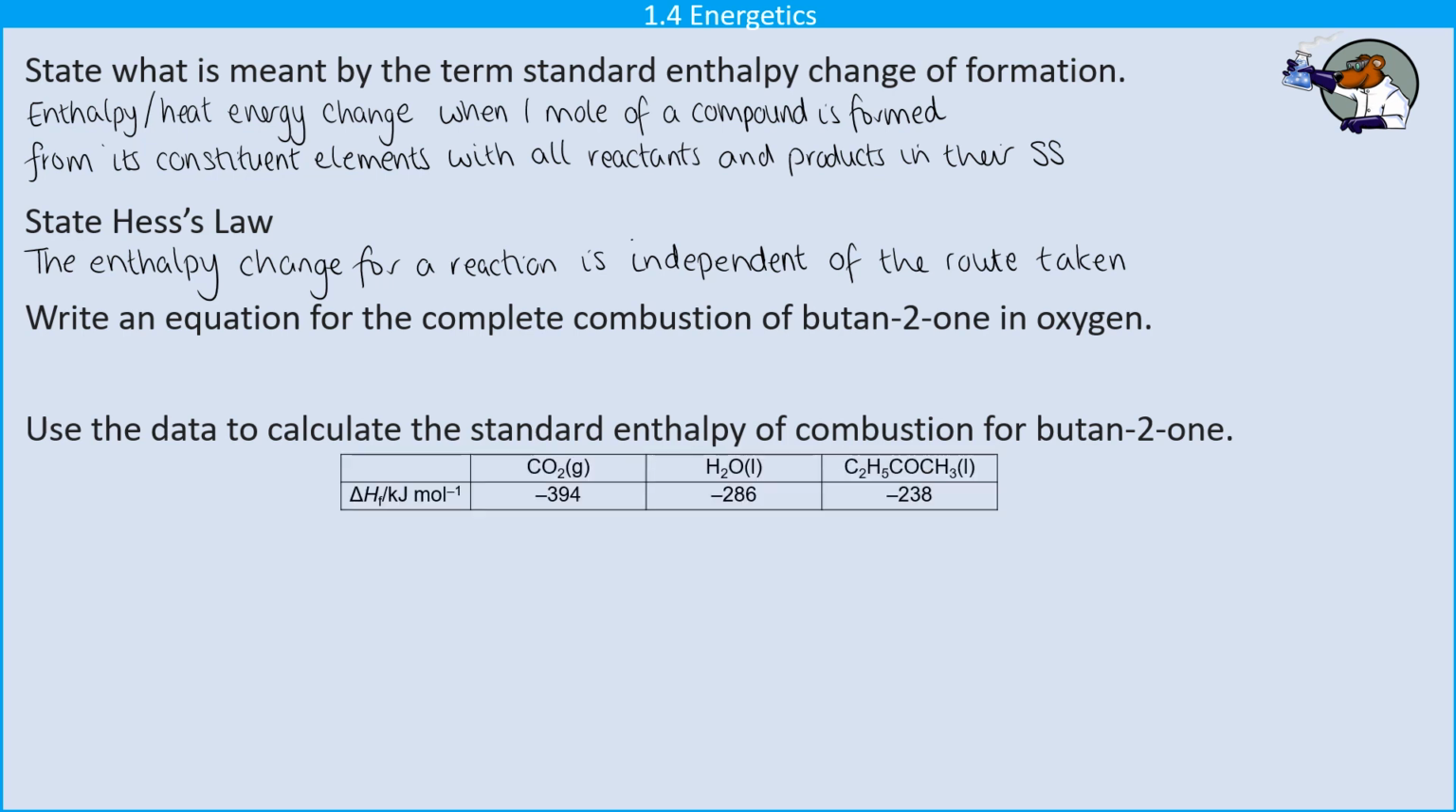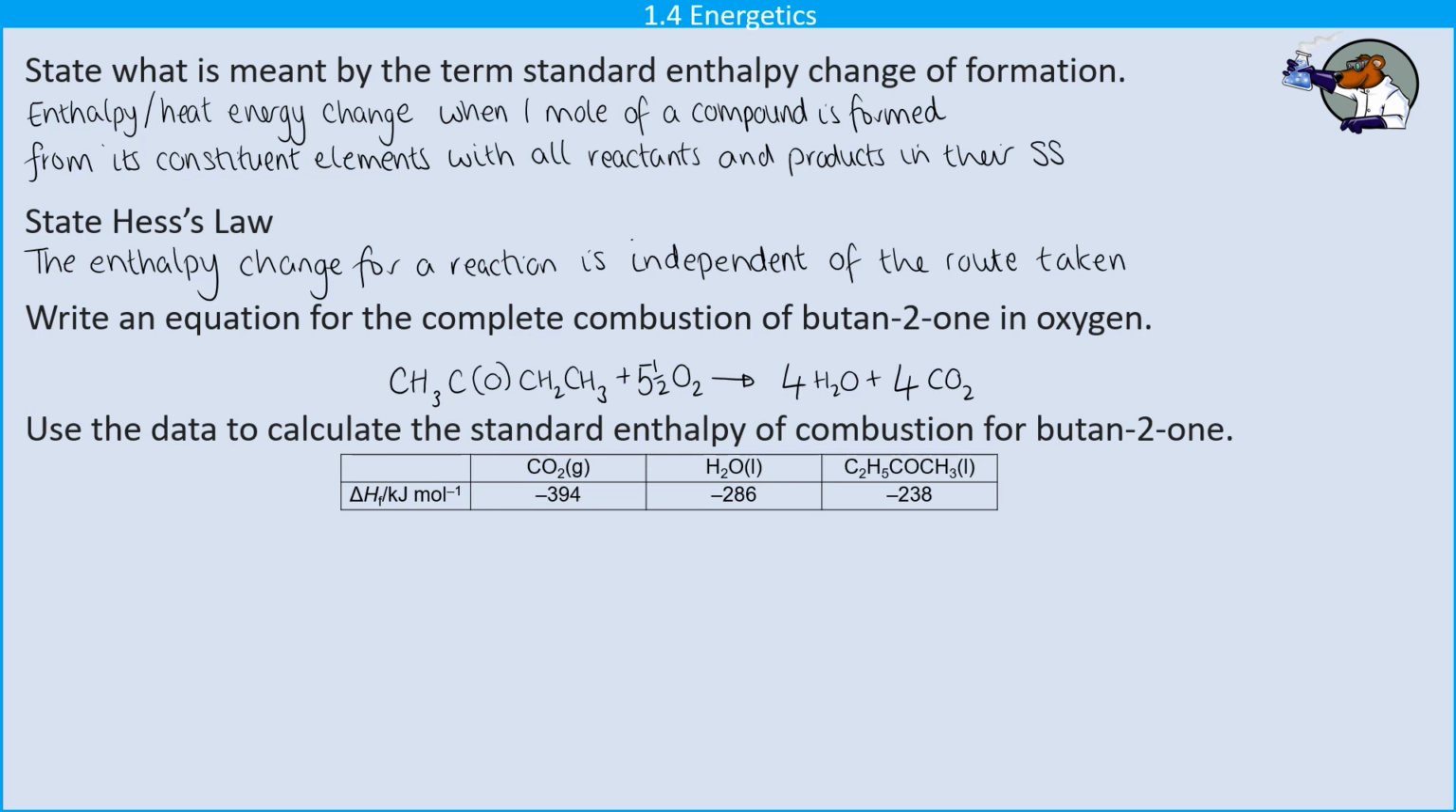The next part of the question is a straightforward 1-marker for writing an equation. So we start off with, do we actually know what the formula for butan-2-one is? And then it's obviously going to react with oxygen in order to produce water and carbon dioxide. And then that's going to need balancing. So we've got 8 hydrogens in total, so therefore we need 4 water molecules, and we've got 4 carbons, so we need 4 carbon dioxides, and then if we add up all of the oxygens, we will need 5.5 moles of oxygen for every 1 mole of butan-2-one.